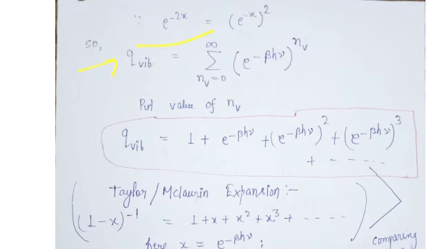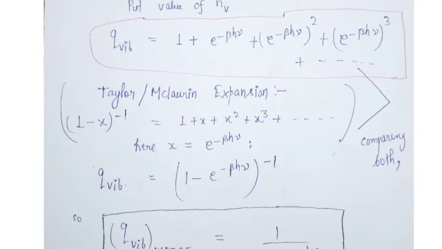Okay, and from the Taylor series or the Maclaurin expansion, mainly the Maclaurin expansion, we know that the expression 1 minus x raised to the power minus 1 expands as 1 plus x plus x square plus x cube and so on. Now if here x equals e raised to the power minus beta h nu, this expansion has the value 1 minus x raised to the power minus 1.